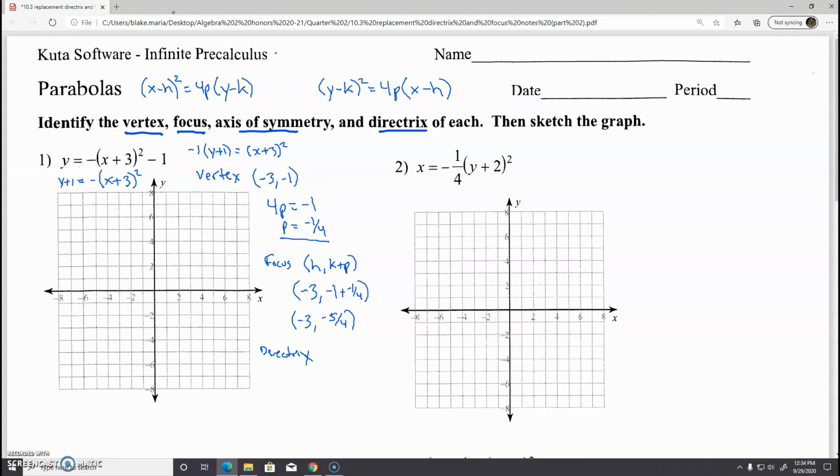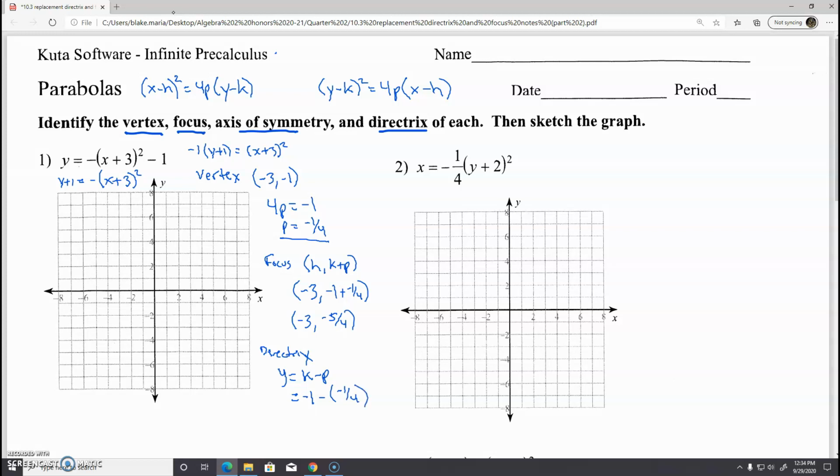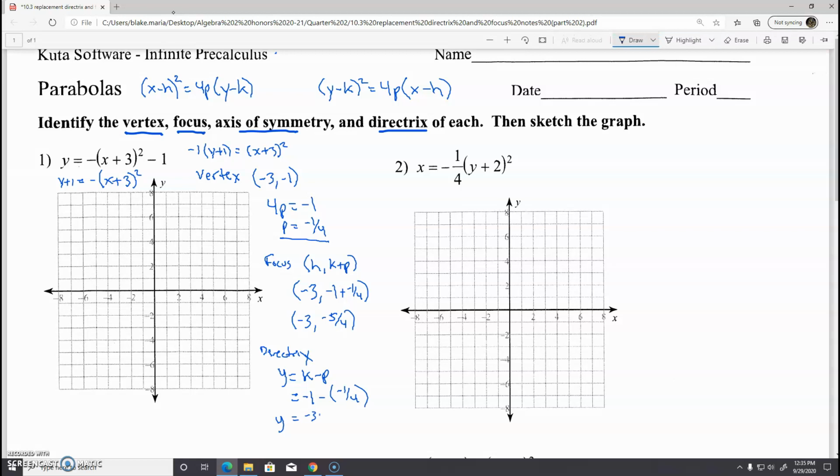Again, you've got to think of which direction you're opening. We're opening down, so you're going to have a line above it. That's your directrix. That line is going to be y equals, and we're actually going to subtract. We added to find our focus, so we're going to subtract p. We want k minus p to find where the directrix is. So k was negative 1 minus p, which was negative 1/4. Minus a negative is plus, so we have negative 4/4 plus 1/4, which makes negative 3/4.